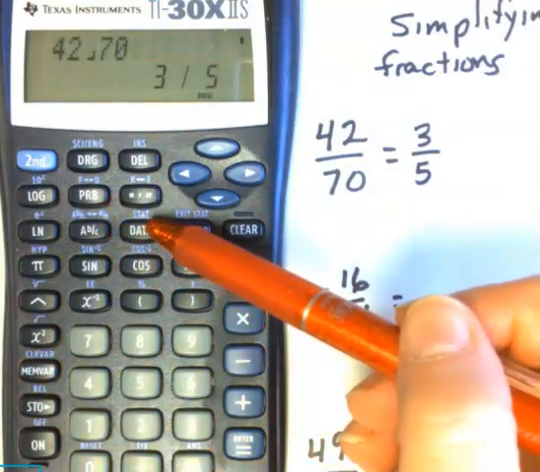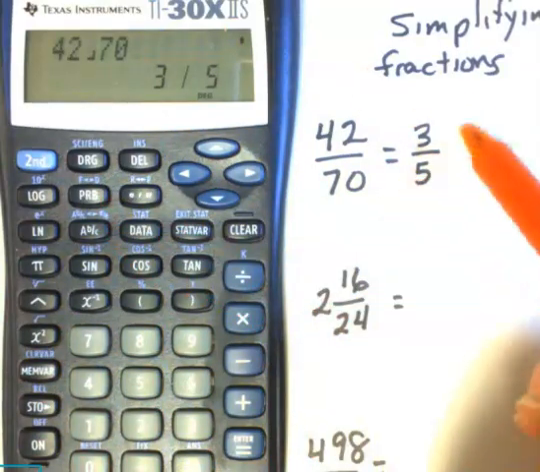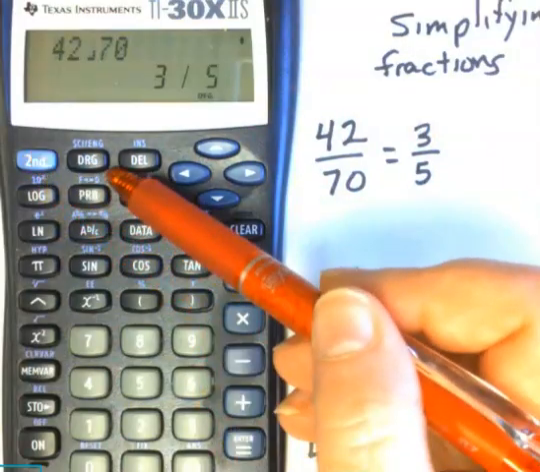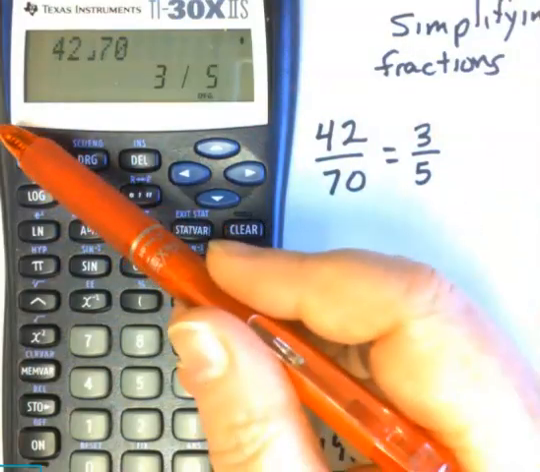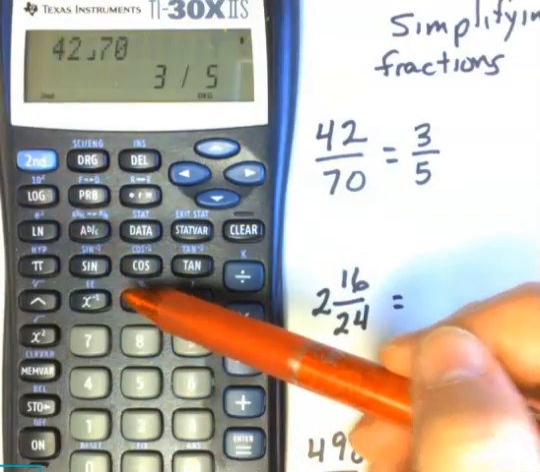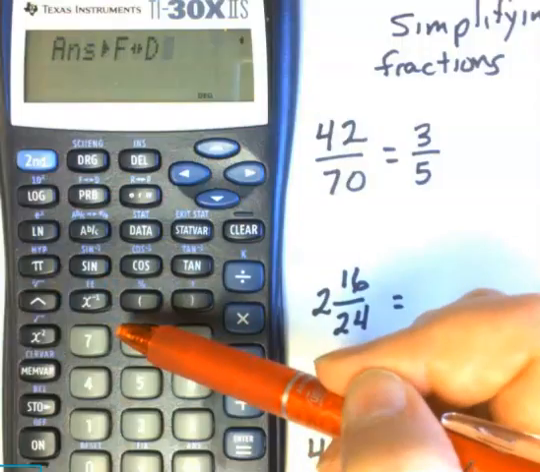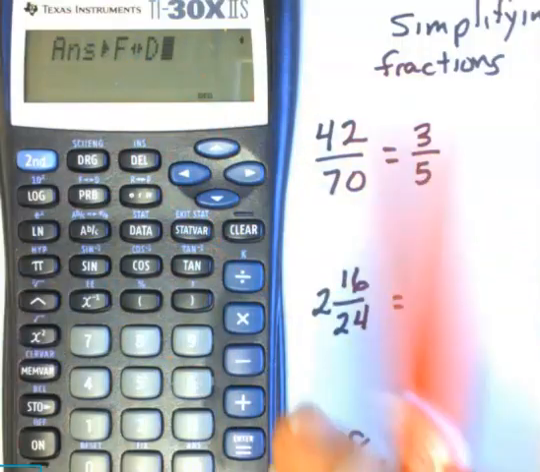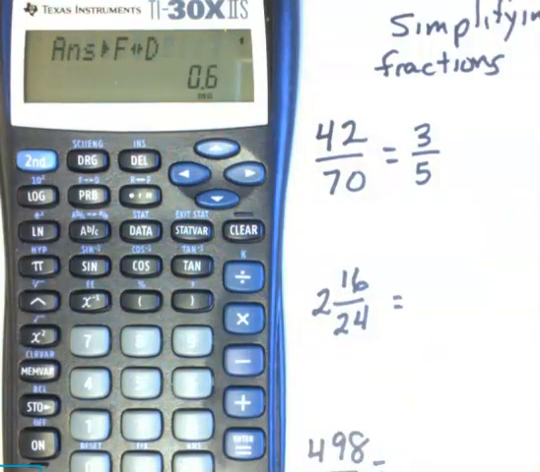If I decide I don't want the fraction version and I want a decimal, I'm going to use this option up here, F to D, and so I'm going to press second, and then I'm going to push this button to get the F to D option, and I press enter, and that gives me this as a decimal.